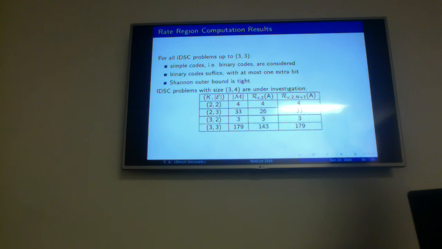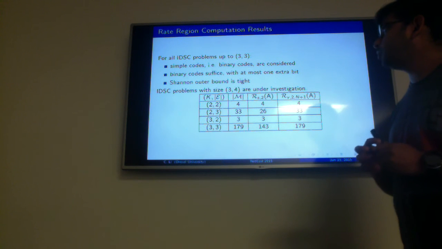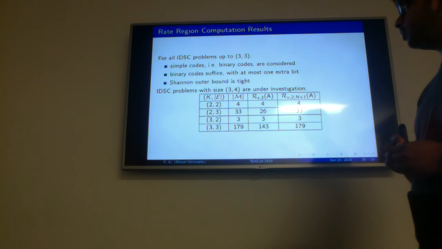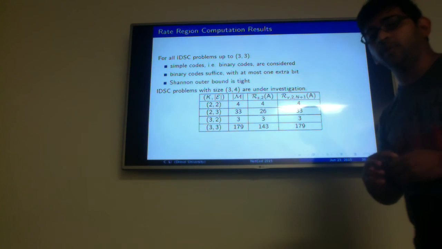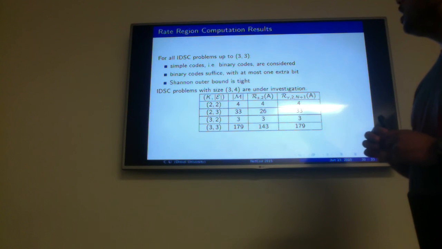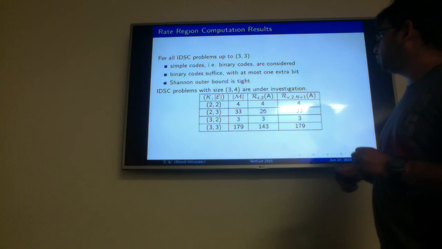Here are the results for rate region computation. We computed rate regions for all IDSC instances up to size 3-3, and for all of these, simple binary codes suffice, and at most you require one extra bit. That is, the vector codes are also pretty simple as well. Furthermore, for each of them, the Shannon outer bound is tight, and here's a tabular version of the result.